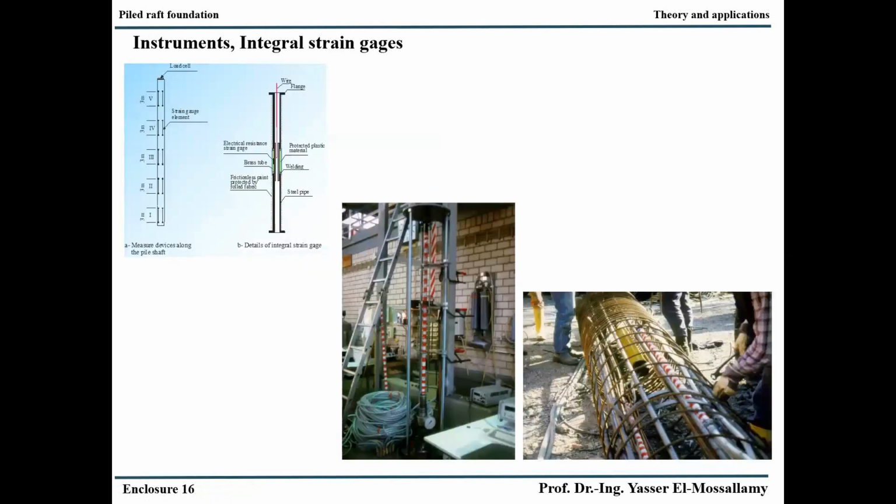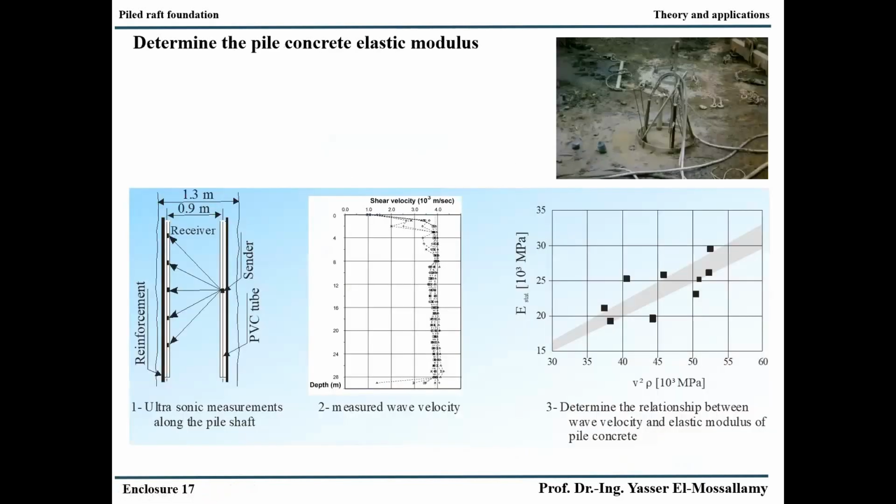This is how we can measure the skin friction along the piles by using integral strain gauge elements that we constructed ourselves in the lab, and we built them into the piles along the reinforcement cage and then put it in the pile. Now there are a lot of companies that produce such integral strain gauges, and everybody can buy them in the market.